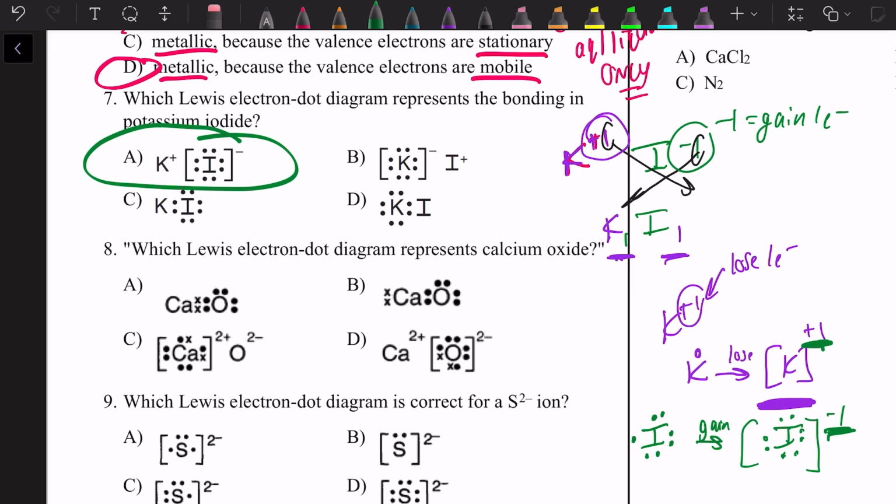At this point, we at least need brackets in our stuff, and then make sure the metal is your positive with no dots, and your nonmetal is negative with all 8 dots.